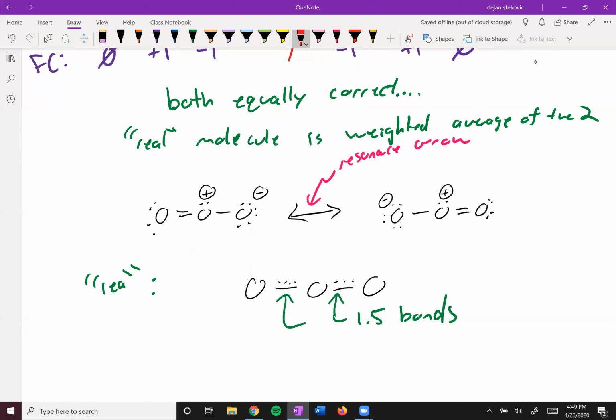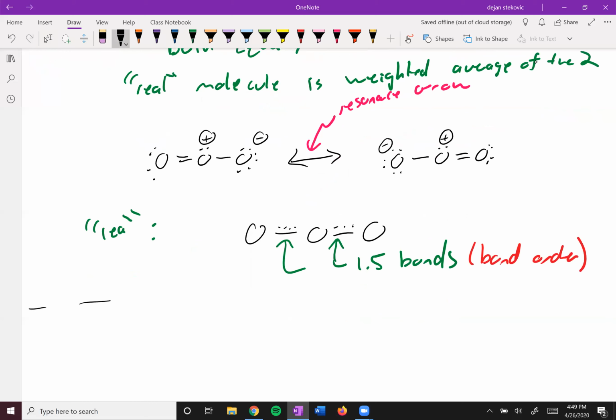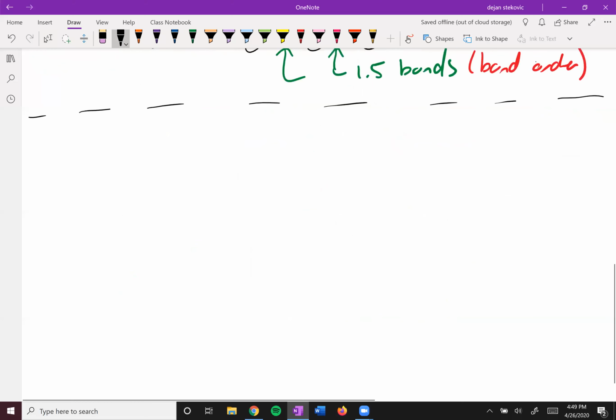This is what's known as the bond order. A single bond has a bond order of 1, a double bond a bond order of 2, a triple bond a bond order of 3. Something in a resonance structure has a fractional bond order. This one is 1.5, because in half the structure it has 1 bond, and in the other half it has 2. Let's take a look at another example.